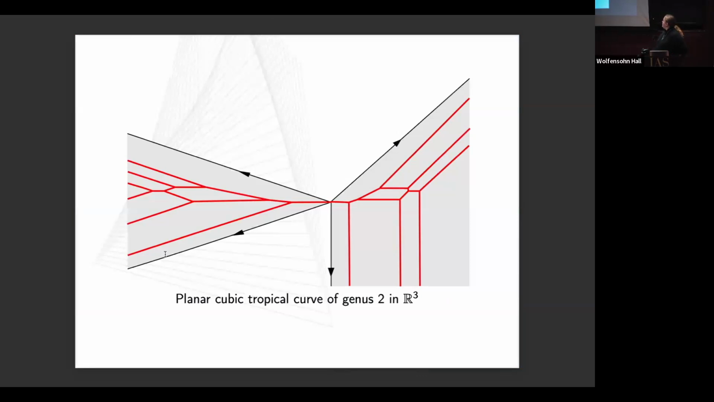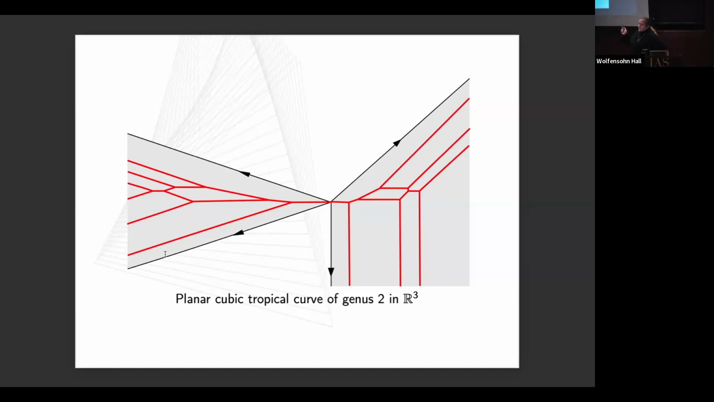This is a tropical curve of degree 3. Every tropical variety has a degree, a dimension, a codimension. Here we have a planar cubic tropical curve, and we can see that we have a genus 2 curve. Genus 2 means we have these two holes in this picture. This was constructed and published in 2017, and before that, we thought this curve didn't exist.